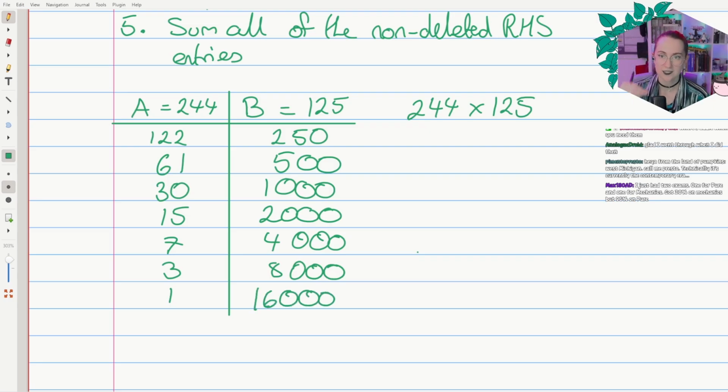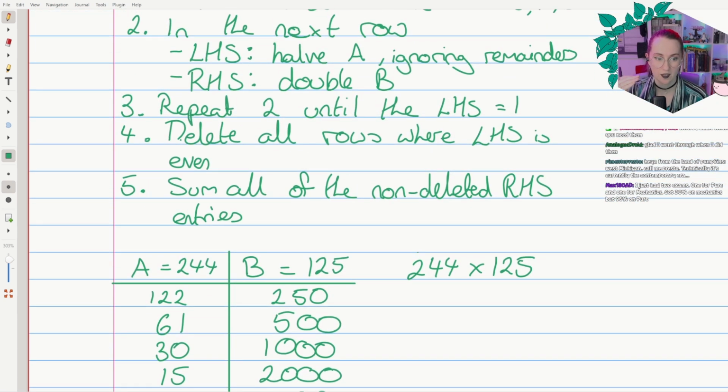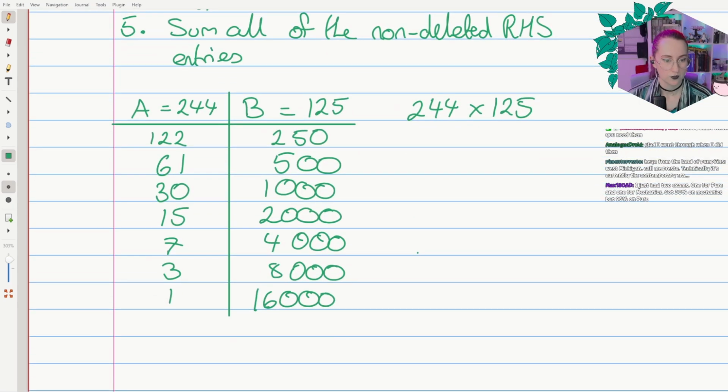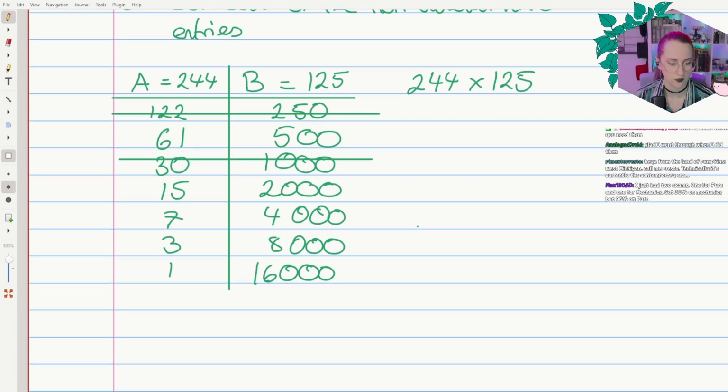Okay, so that's filled out the table, which is step 2. So we hit step 3, repeat until the left-hand side is equal to 1. So that's done. Now we need to do step 4, so delete all of the rows where the left-hand side is even. 122 is an even number, so we can cross that one out. 61 is odd, 30 is even, 15 is odd, 7 is odd, 3 is odd, and 1 is odd. So what we're left with is where we then have to sum the right-hand column. So I've lost my pen because my pen is in white for some reason. There we go.